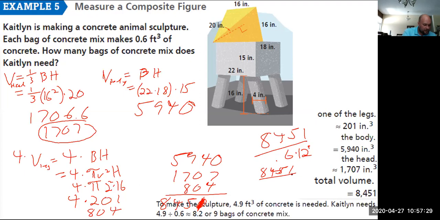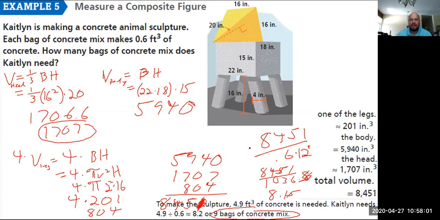0.6 times 12 times 12 times 12. That's 1,036.8. And if you divide 8,451 divided by 1,036, you get just over 8 bags. It's 8.15, which is 9 bags if you round it up, because you can't go be short. So that'd be it. That was a long problem.